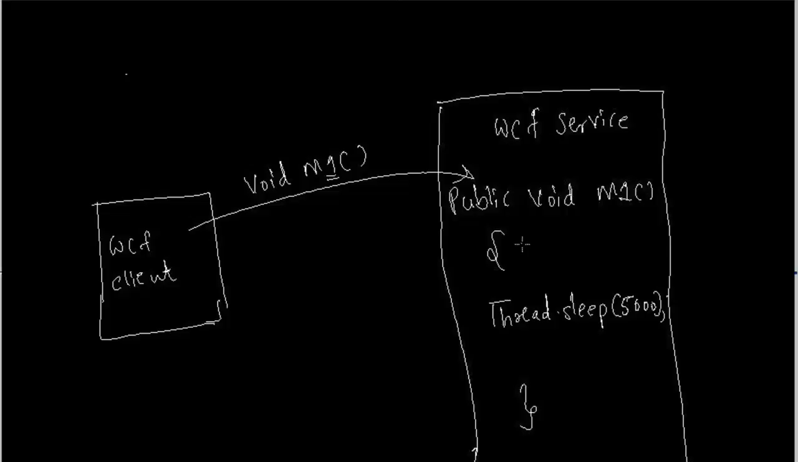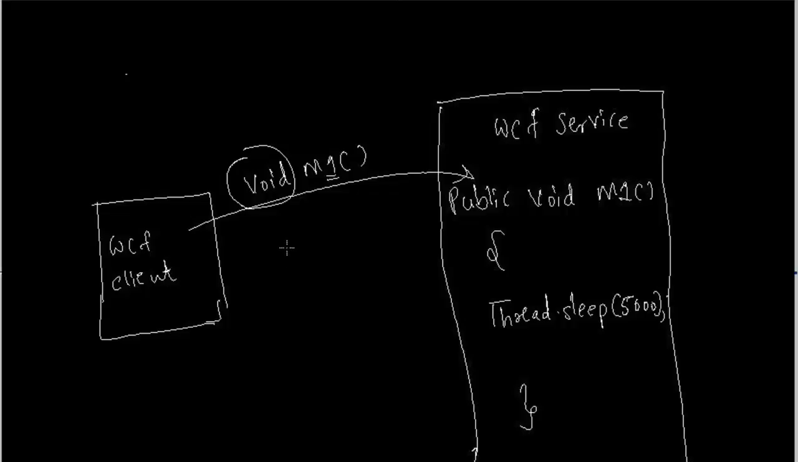Now while the method M1 executes and is waiting for 5 seconds, even the client is also in a blocking mode. So the client actually waits for this method M1 to finish. Now that is a bit of a problem because the method M1 currently is returning nothing. So there is no point of the client waiting for this M1 to finish and waiting for 5 seconds. And that's where exactly we have the one-way attribute or the one-way contract.